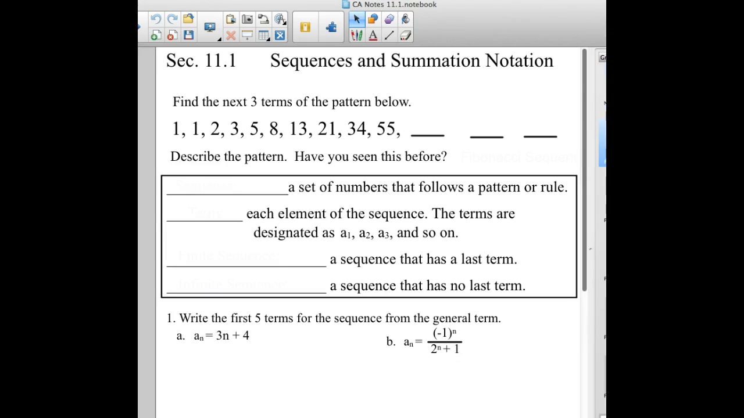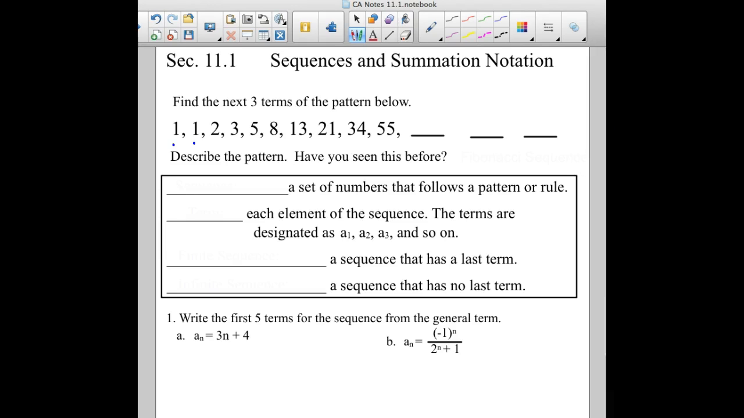All right, for sequences and summation notation, it says to find the next 5 terms of the pattern below. So looking at what we're given here, our first term is a 1, our second term is also a 1, our next term is a 2, then a 3, etc. And some of you may recognize this. It is kind of a famous pattern. What we're doing is we're taking the 2 previous numbers and adding them together.